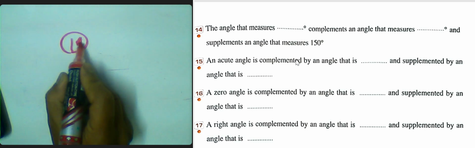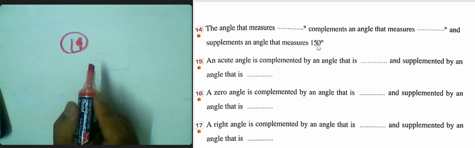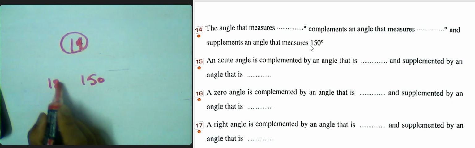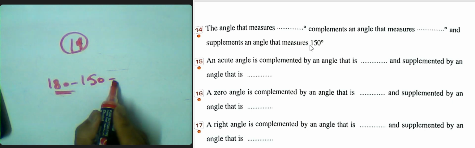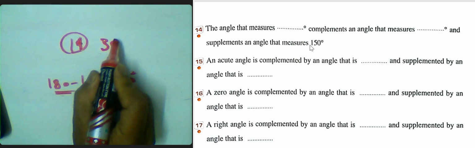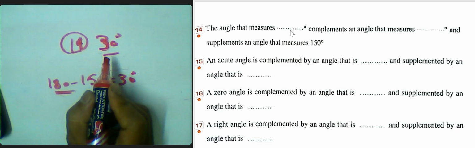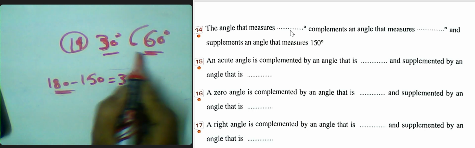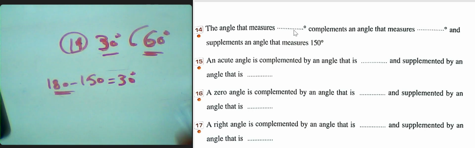Number 14. The angle whose complement's angle measure and supplement's angle is 150. We know 150 subtracted from 180 will be 30 degrees. So you must write here 30 degrees in the first place. And the 30 degree angle's complement is the angle 60 degrees. Understood?